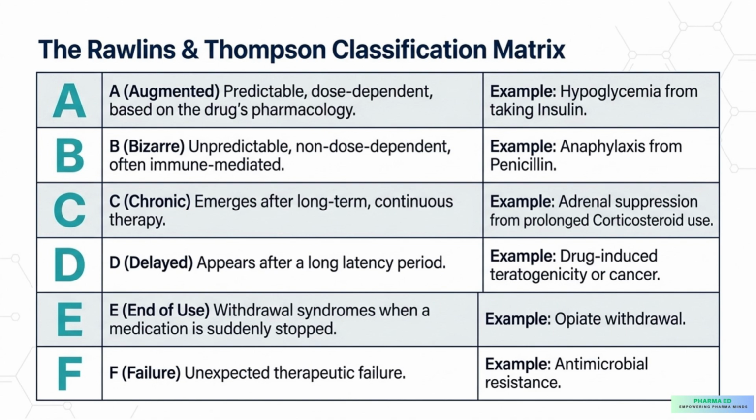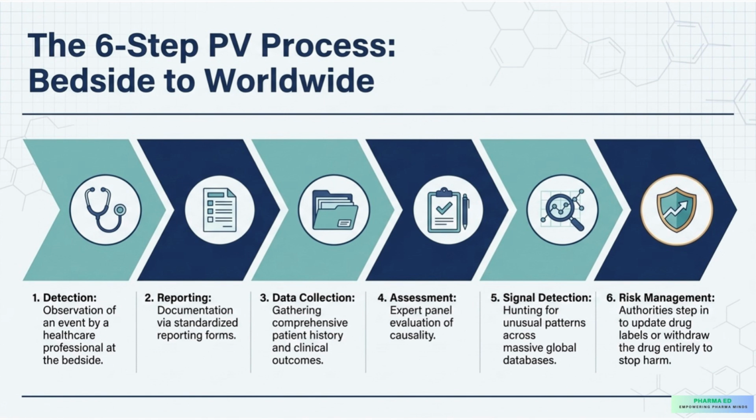Continuing that alphabet trick, we have Type D for delayed. These are effects appearing after a long latency period, like drug-induced teratogenicity or cancer. Type E stands for end of use, basically your withdrawal syndromes when a medication is suddenly stopped. And finally, Type F is failure, an unexpected therapeutic failure, like antimicrobial resistance where the drug simply doesn't do its job anymore.